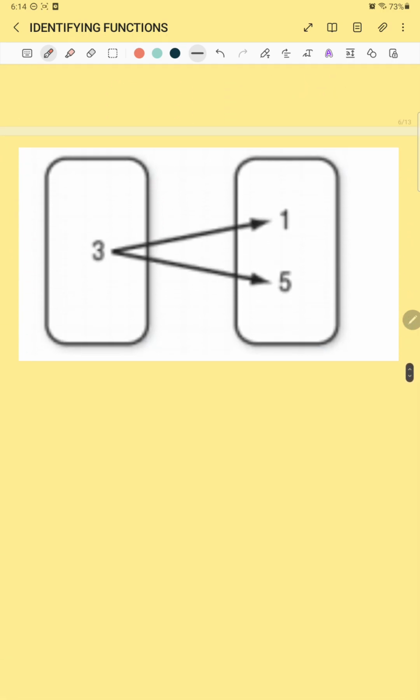Okay, so is this a function? For a function, there should be only one output for every input. For each input, there should be one output, but here there are two outputs for one input. Input is one, but the outputs are two, so it's not a function.